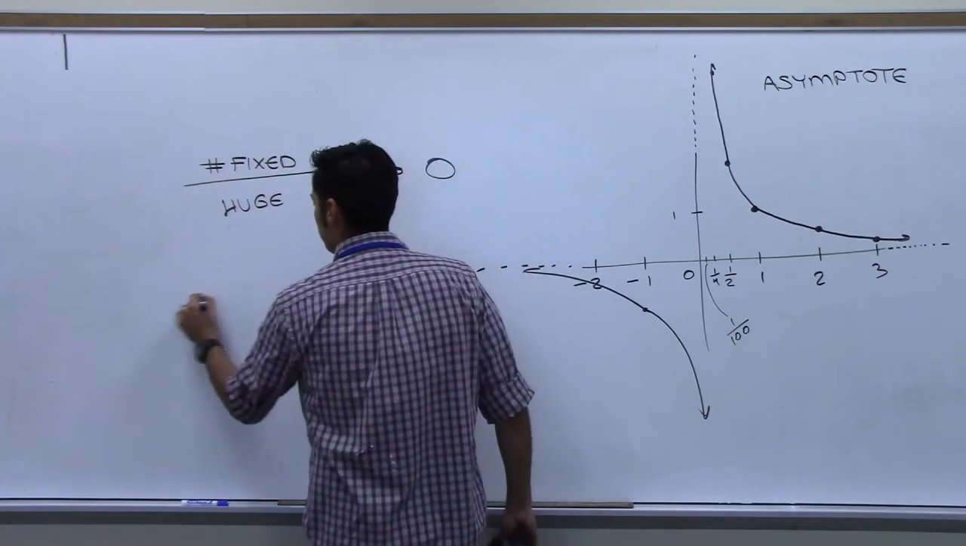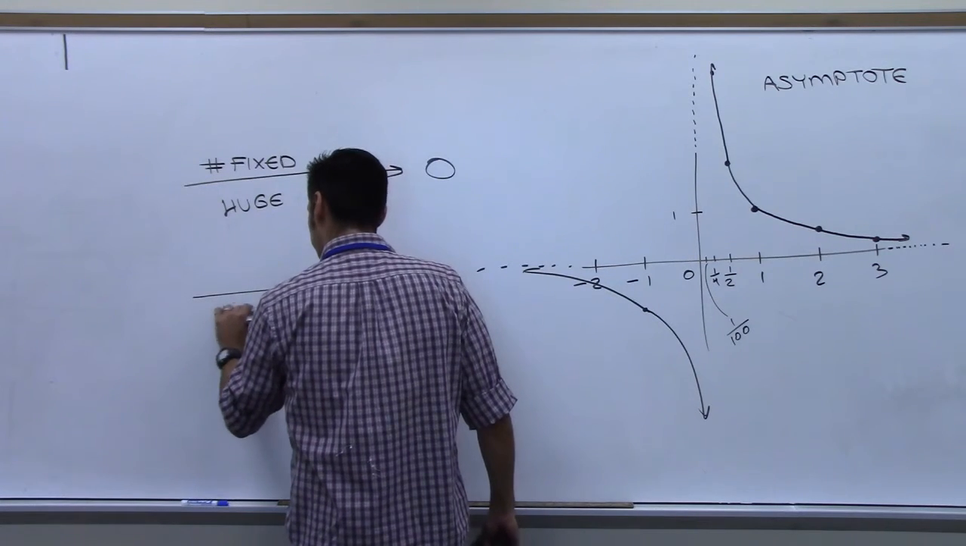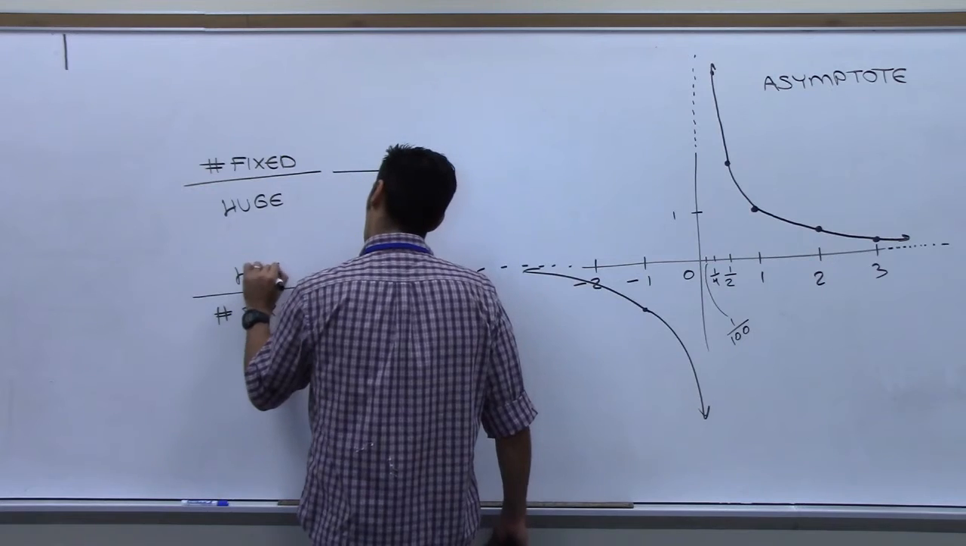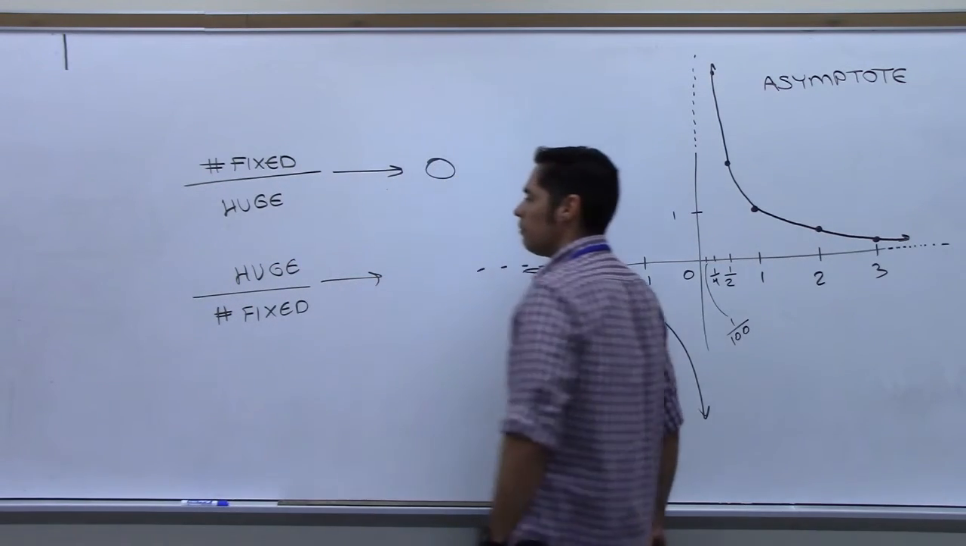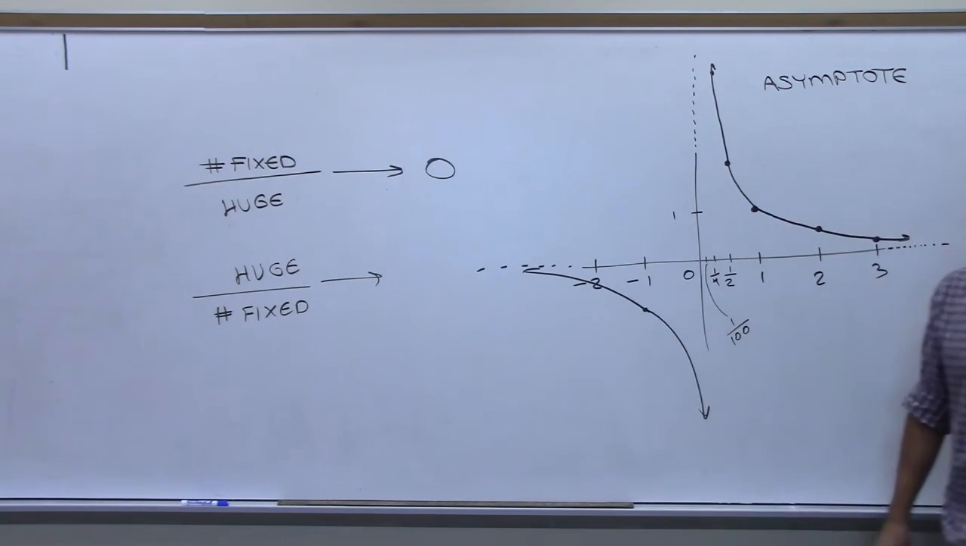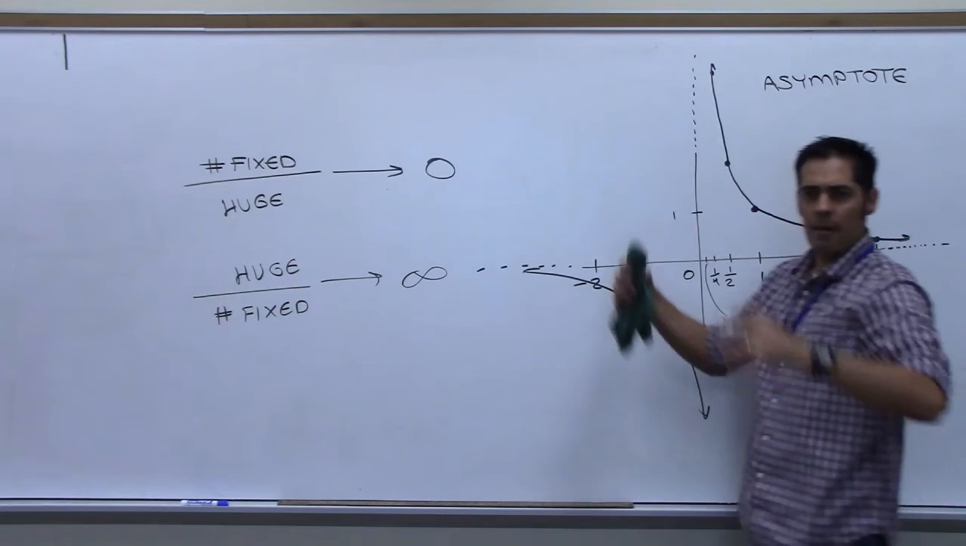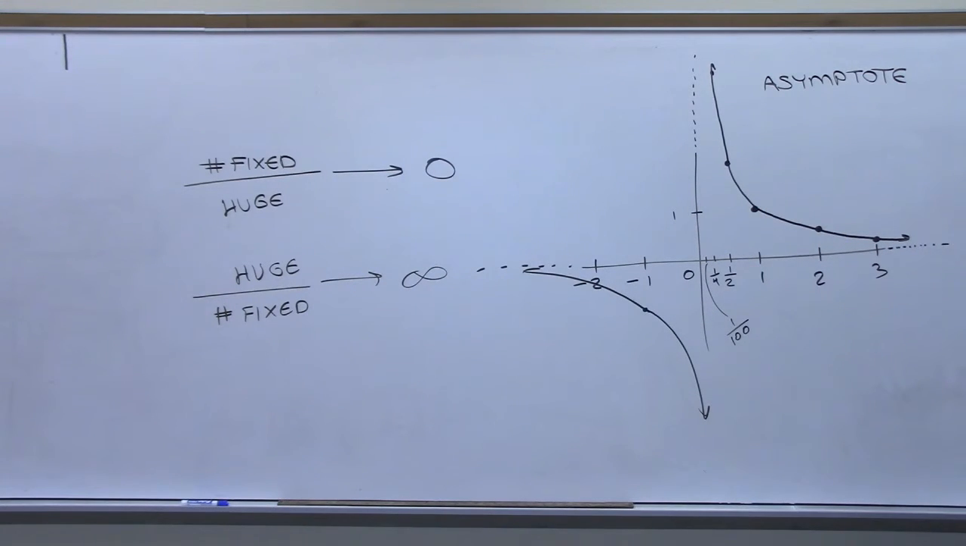What if I do it the other way? What if I give you a fixed number, I make the top get huge? What's going to happen? Big number. Huge number, right? This is going to become big. This will become infinite, won't it? Like grow without bound. Still with me?